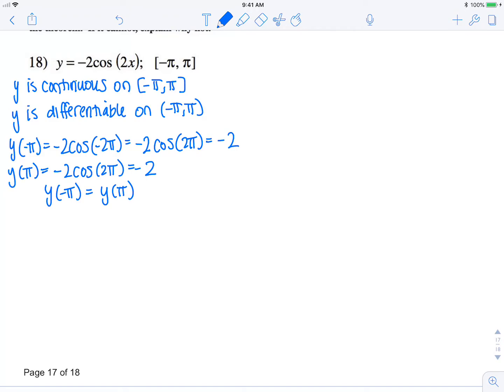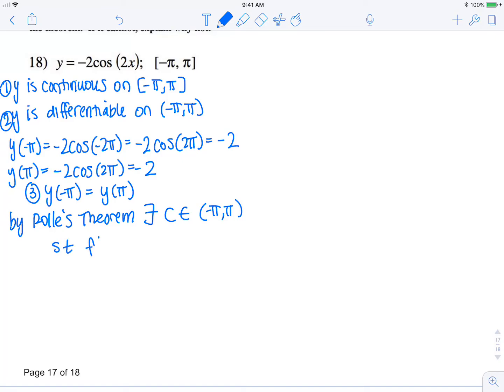So now that we've checked all hypotheses, 1, 2, and 3, we can say by Rolle's theorem, there exists a C value within the interval negative pi to pi such that f prime of C equals 0. So we don't have to do the average rate of change. So now what we can do is solve for that C value. So now we're going into the idea that f prime of C equals 0.